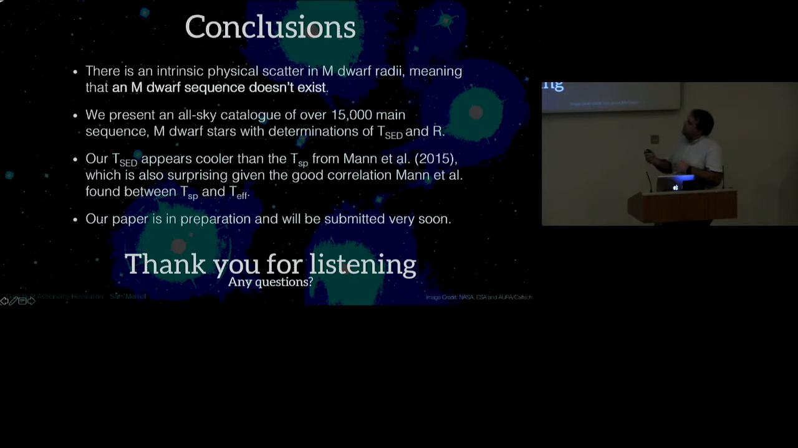And we've shown that our measure of temperature, the SED temperature, appears cooler than the spectroscopic temperatures that have been determined by Mann et al., which is somewhat surprising given that Mann et al. have shown that the effective temperature and the spectroscopic temperature are in good agreement. Our paper with the catalogue and the methodology behind this is in preparation and it will be submitted very, very soon. Thank you everyone for listening, and if you have any questions, I'd be more than happy to answer them.